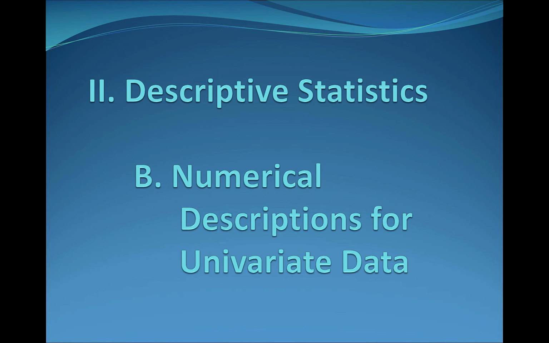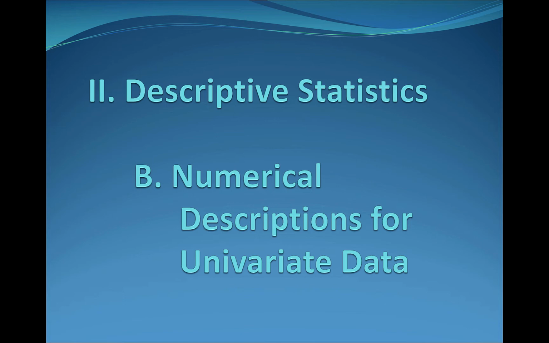In section 2b, we will discuss numerical descriptions for univariate data. So we're still dealing with a single variable here. Of course, now we're going to start calculating some basic descriptive statistics. Some of these you'll be familiar with, some of them you're probably not. But there are three main types of measures that we deal with in this course.